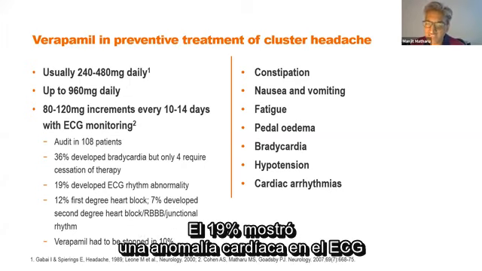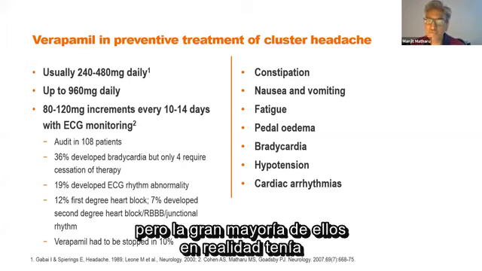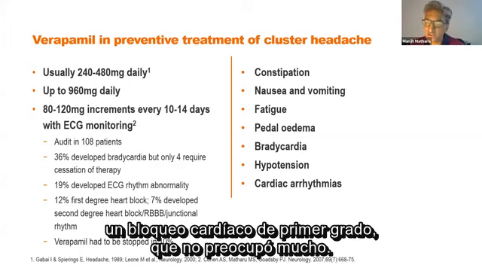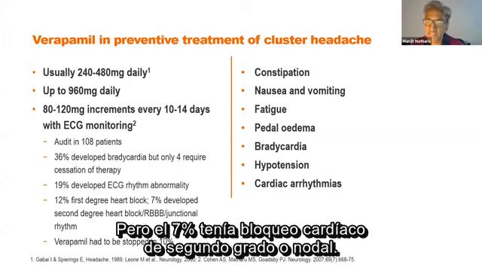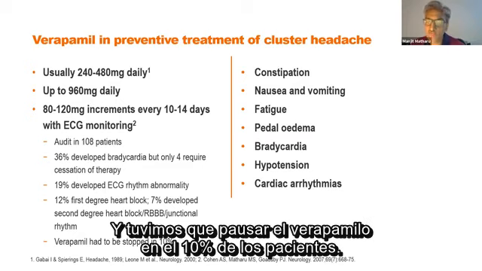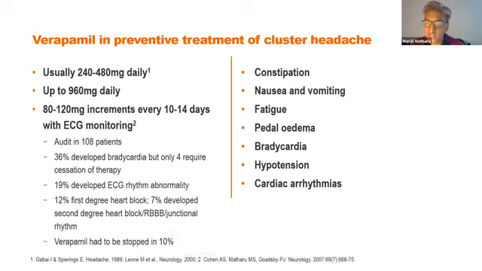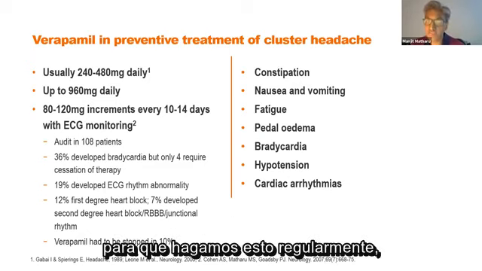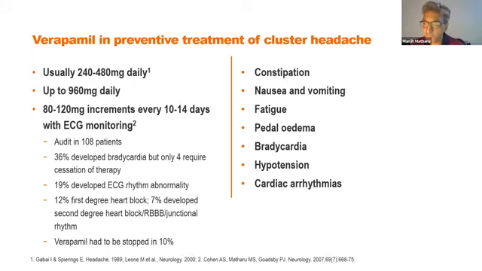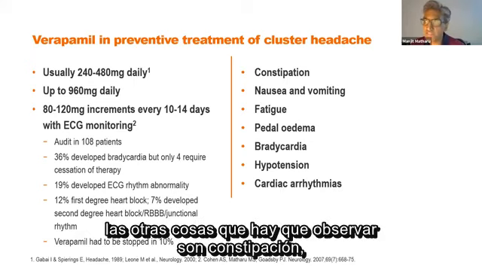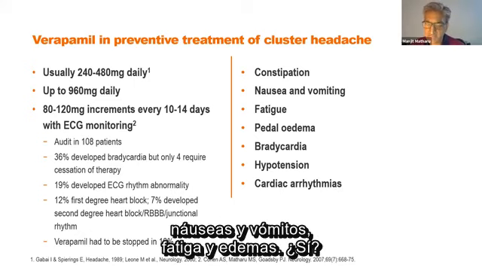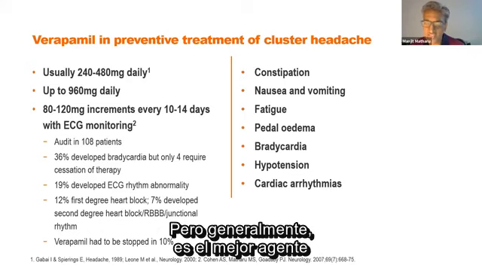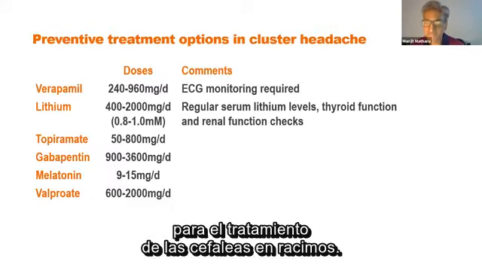19% developed an ECG rhythm abnormality, but the vast majority of those actually had just a first-degree heart block, which wasn't of much concern, but 7% had second-degree or junctional rhythms. And we had to stop verapamil in 10% of the patients. So 10% is significant enough a number for us to want to do this on a regular basis, especially at the higher doses. Besides the cardiac problems, the other things you need to look out for are constipation, nausea and vomiting, fatigue, and pedal edema. But generally, this is a go-to agent for the management of cluster headaches.